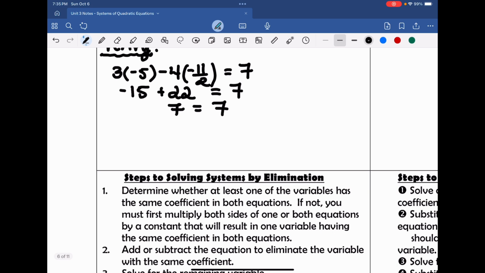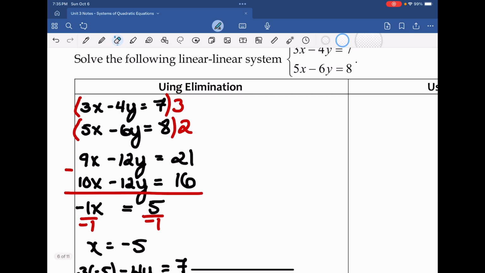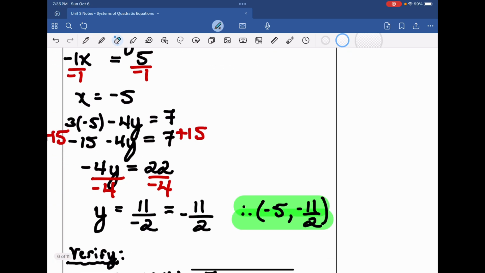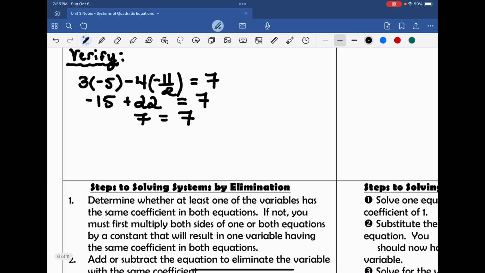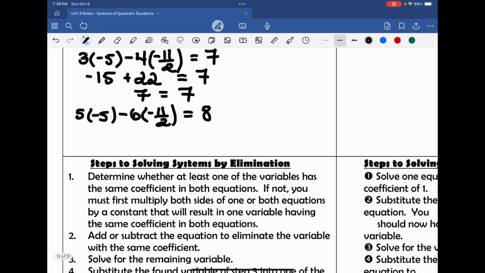Perfect. All right, now we're going to verify it for the other equation. Our other equation, if we scroll back up, was 5x minus 6y equals 8. So we're going to plug in the numbers right away. 5 times the -5 minus 6 times the y value, which was -11/2. And this was all supposedly equal to 8. From here, this is going to give us -25 plus, because the double negative, 6 divided by 2 is 3. 3 times 11 is 33. 33 plus -25 should equal 8. Yes, 8 does equal 8. Therefore, we verified it for both.